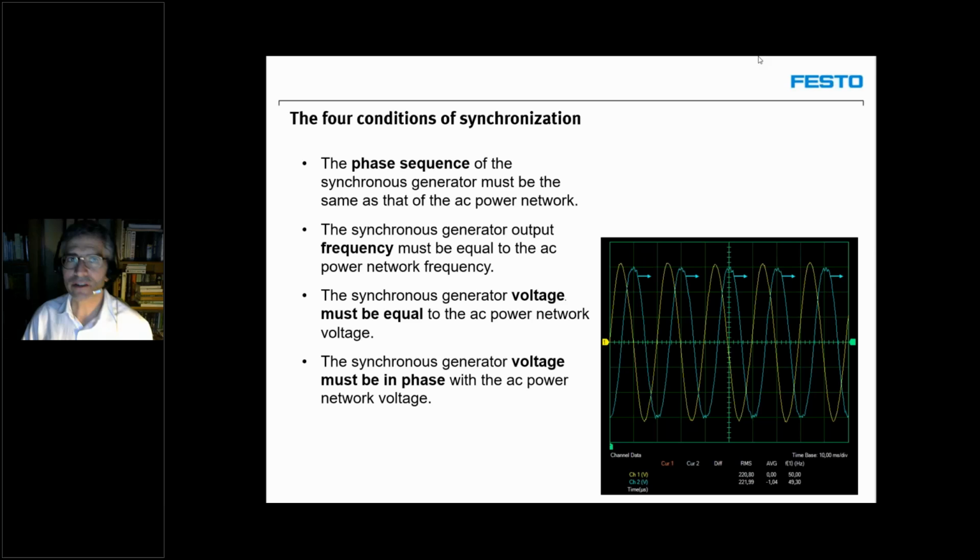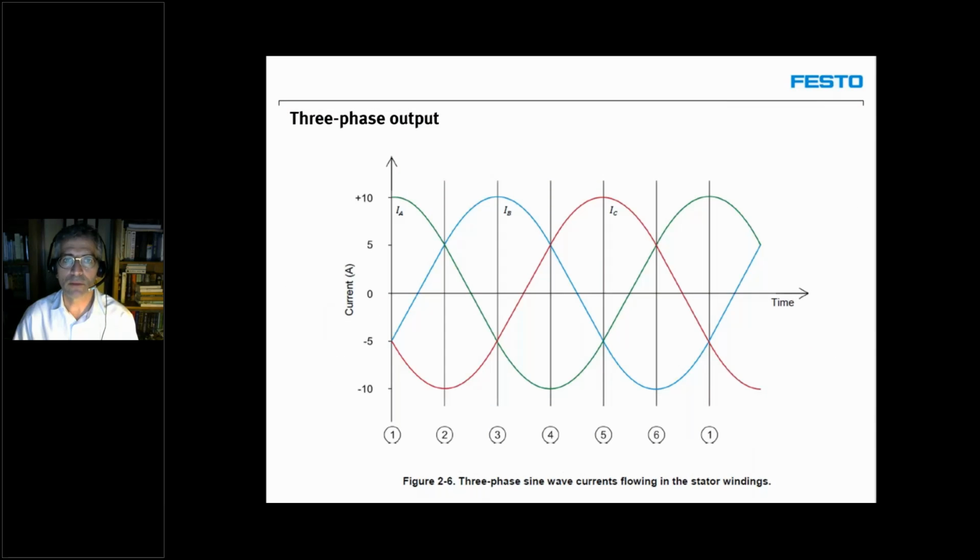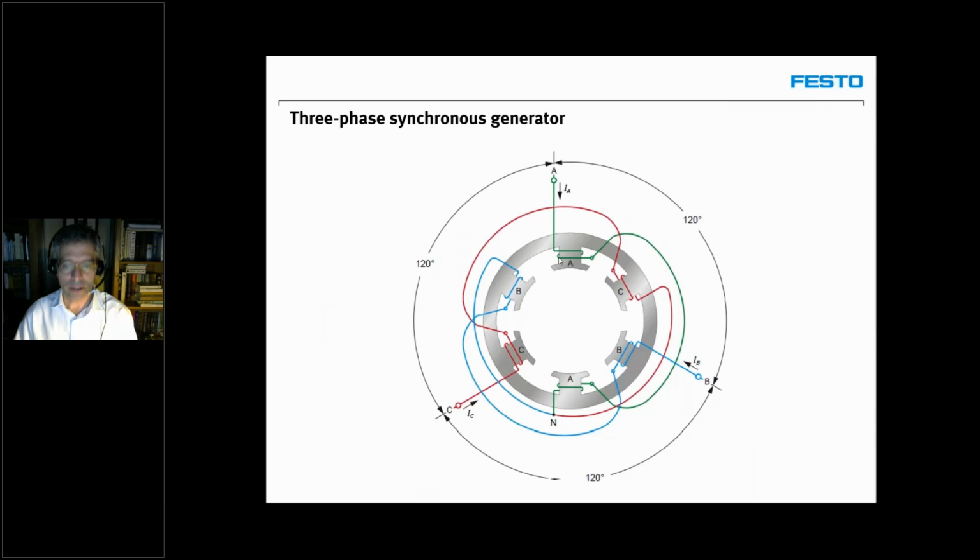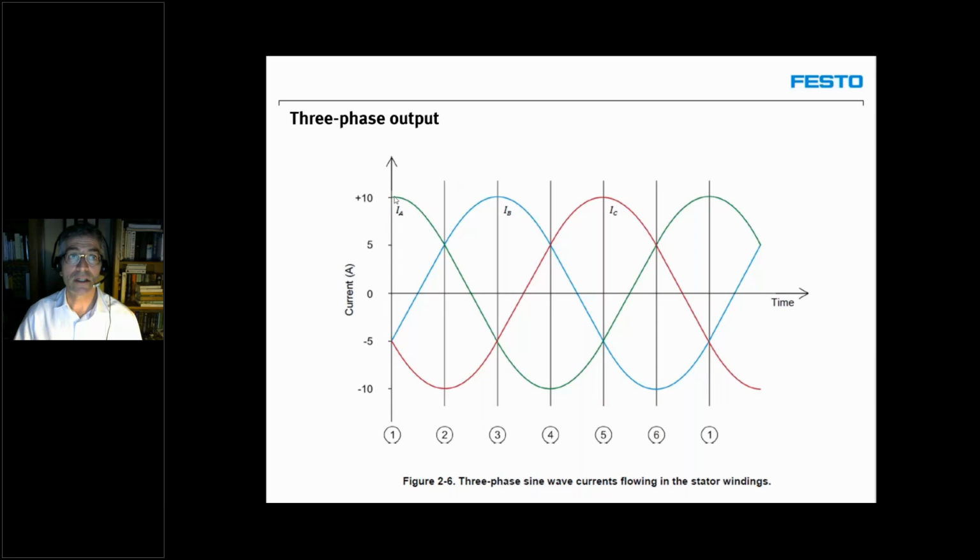Okay, so what are the four conditions that must be met before we close the contactor between our generator and the power grid? Well, first of all, we have to make sure that the phase sequence produced by our generator is the same as the phase sequence used by the network. So for example, if I go back to my slide here, we see that our phase sequence is first phase A, then B, then C, and then we repeat A, B, C, A, B, C, okay?